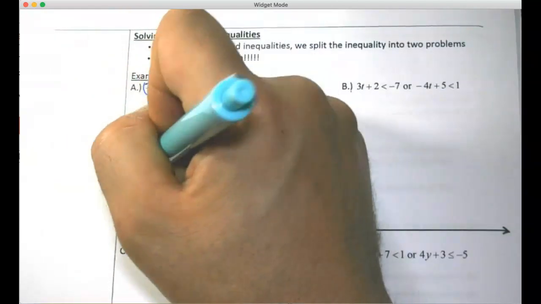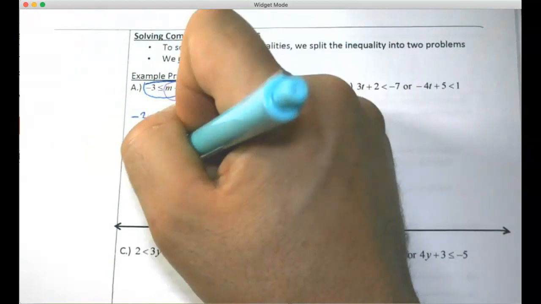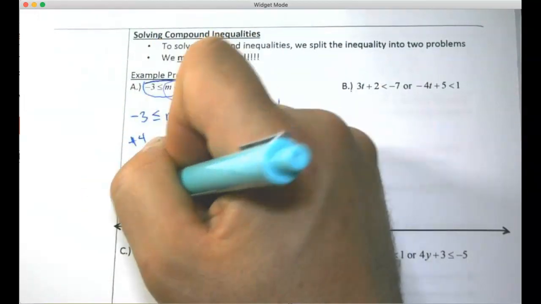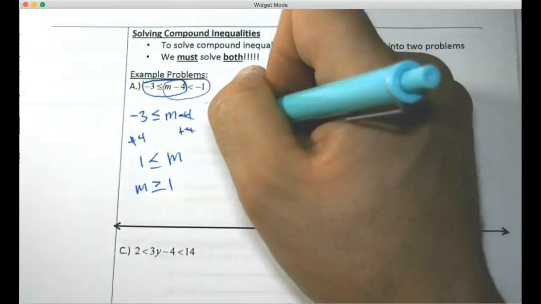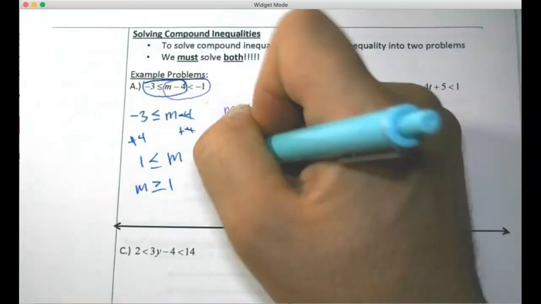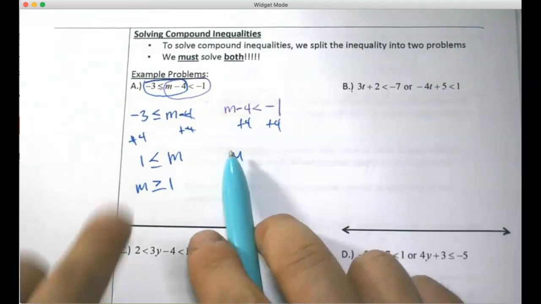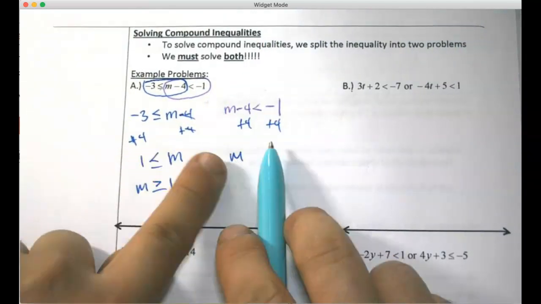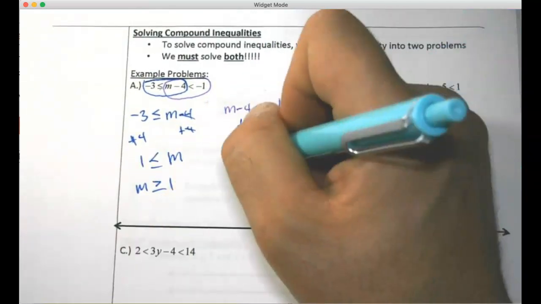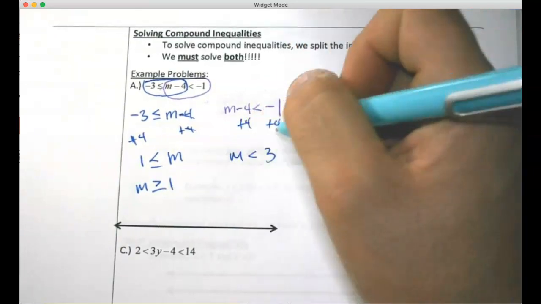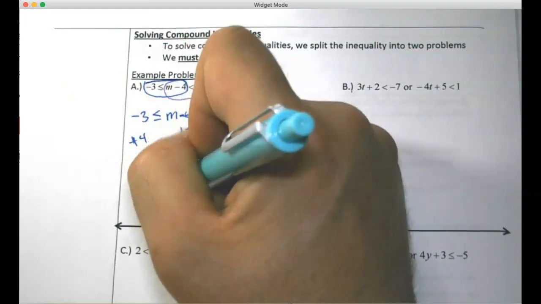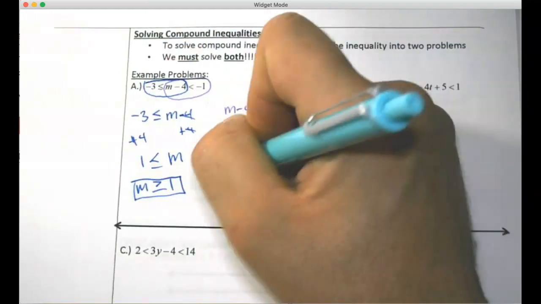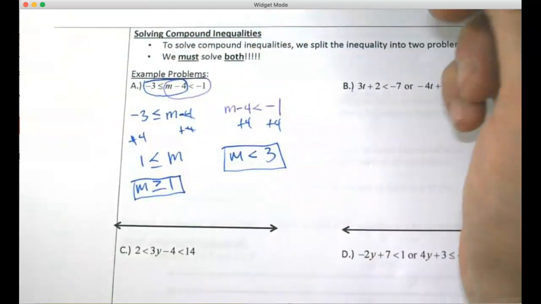-3 plus 4 is 1. 4 is gone. M is left. I would definitely flip this to show the variable on the left side. On this one, all I have to do is add 4. The steps are the same, actually. Solving this one, I added 4. Solving the second inequality, I add 4. -1 plus 4 is 3. The end result isn't the same, but the step for solving, or steps, if there's more than one step, is the same.